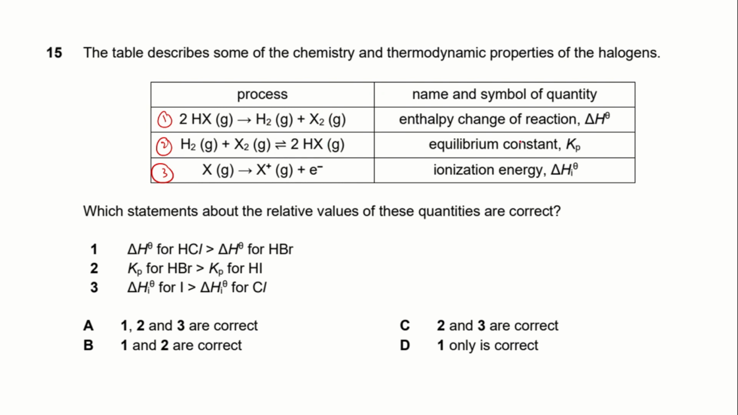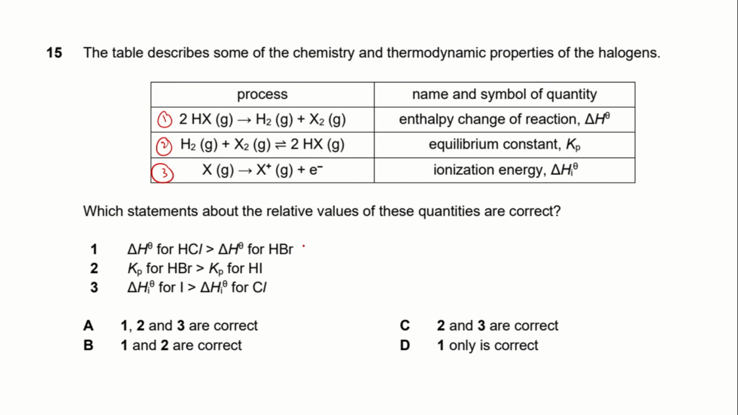Second, it's about Kp of this equilibrium. Hydrogen reacts with halogen to form hydrogen halides. The third one will be ionization energy of different halogens. Both HCl and HBr undergo process number 1.